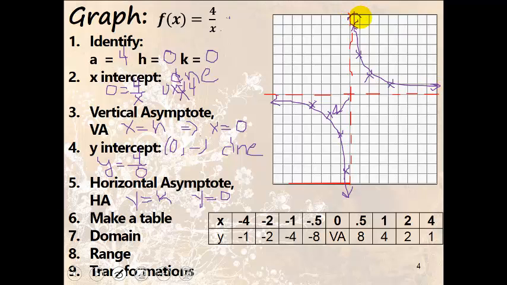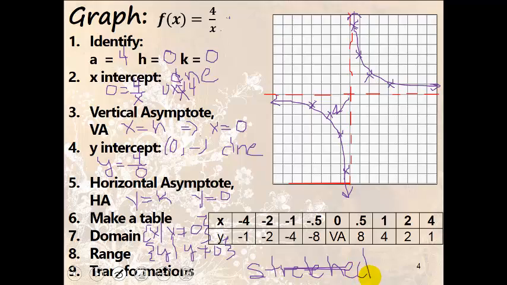My domain is always going to exclude my vertical asymptote. So it's all x's such that x does not equal 0, or my asymptote. My range, same idea, all y's such that y does not equal 0. Okay. And then my transformations, this one is only stretched. Okay, stretched.